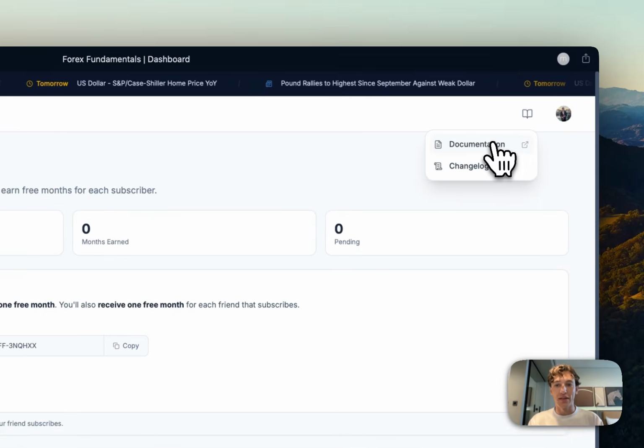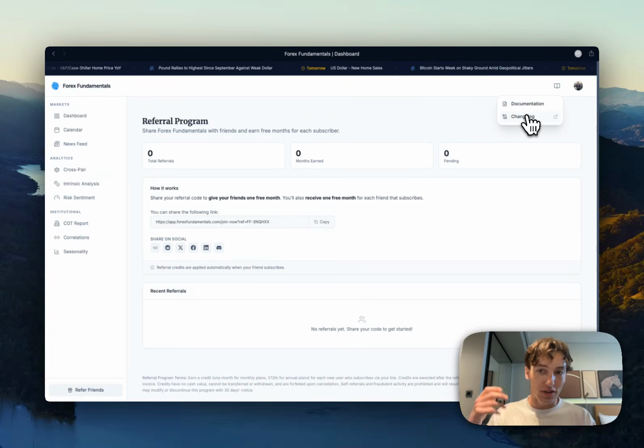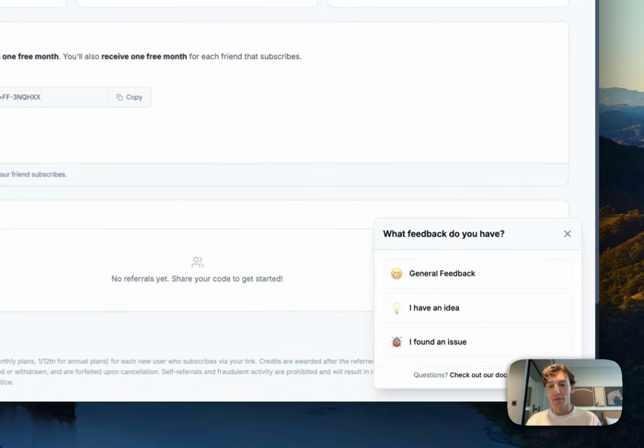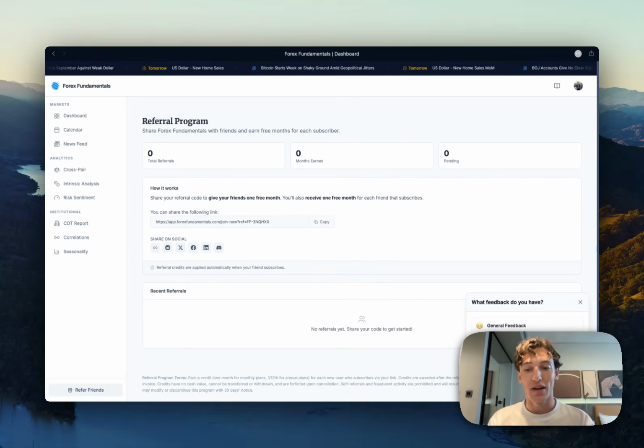Here in the top, you can find the documentation and the change log. In the documentation, you will find more detailed information on every single feature, what it does and how to use it. And in the change log, you will see all of the updates that we push to the platform. So every bug we fix, every new feature, etc. And in the feedback button down below, you can leave general feedback, ideas, or bugs. So please leave them, and we will take them into account and fix them as soon as possible.